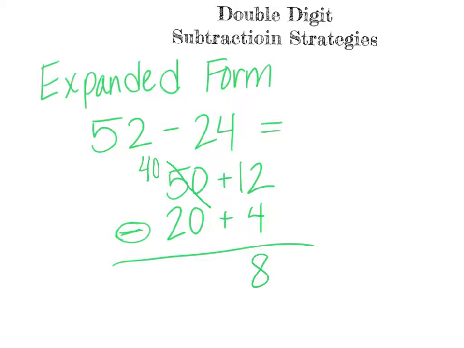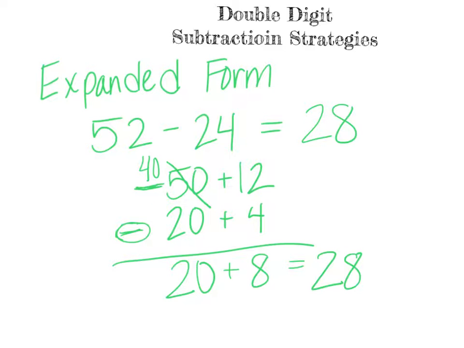So 12 minus 4 equals 8. Then I need to subtract the tens. So I'm taking 40 minus 20. And I know that 40 minus 20 is 20. I'm going to do my plus symbol, and 20 plus 8, boys and girls, equals 28. So 52 take away 24 equals 28.